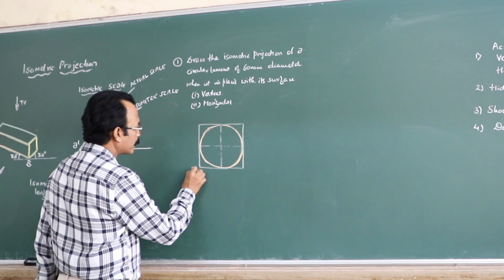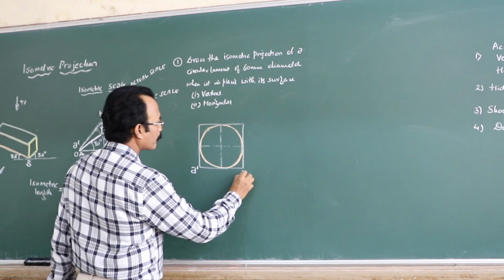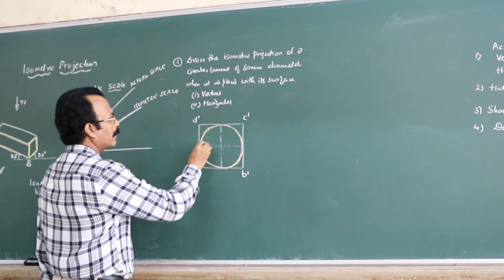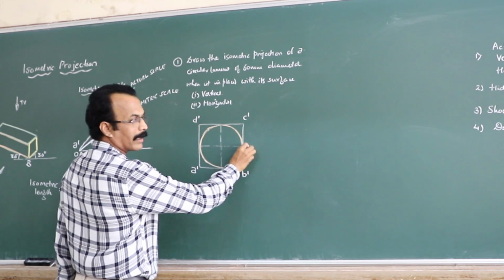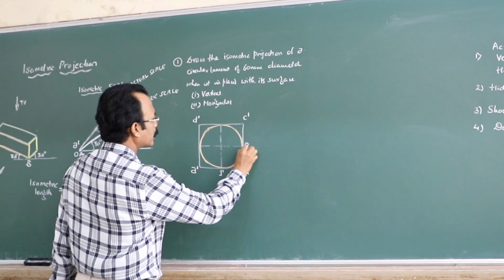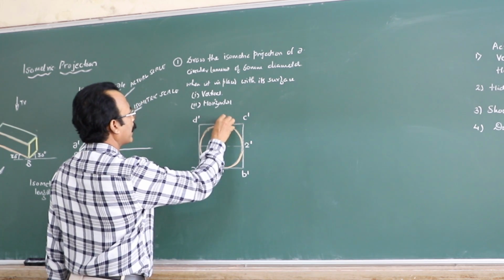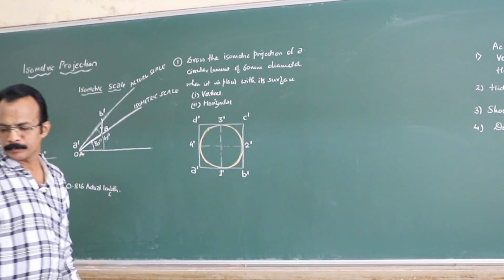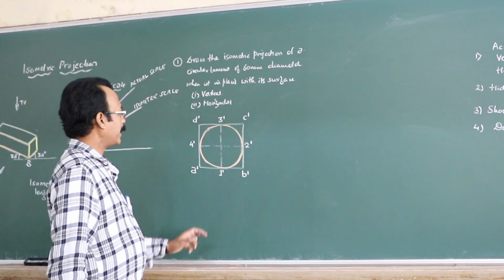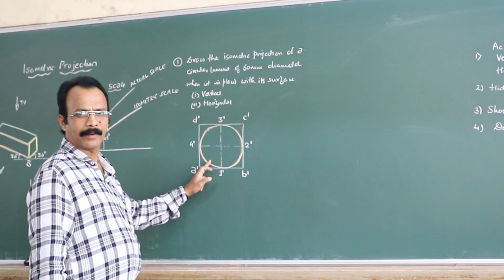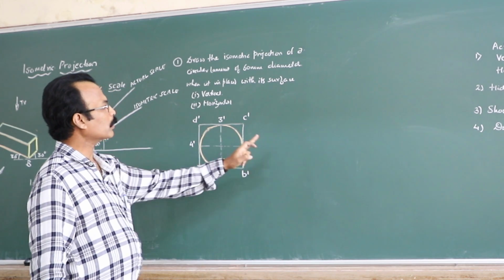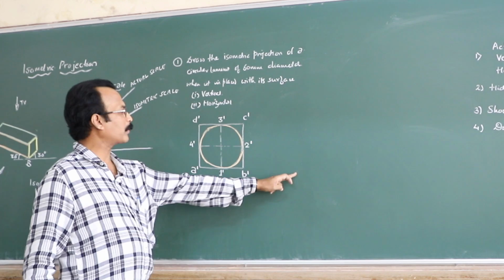So I will call this A dash, B dash, C dash and D dash. And you draw the vertical diameter and the horizontal diameter. Now you can call these points 1 dash, 2 dash, 3 dash and 4 dash there. Okay. So for time being, forget this circular lamina. Think you are having a square lamina here. So how to draw the isometric projection of this square lamina?